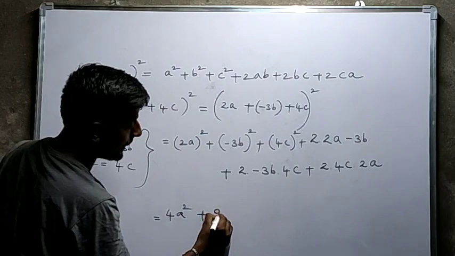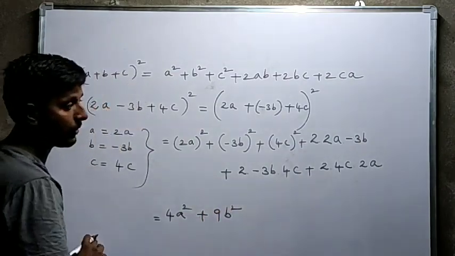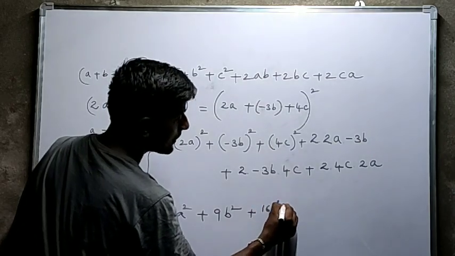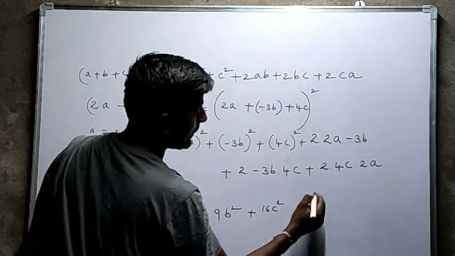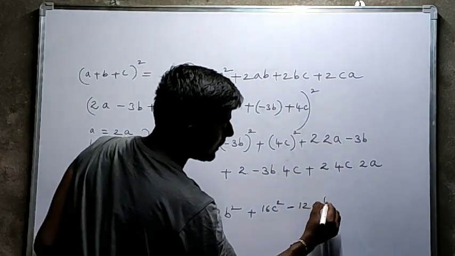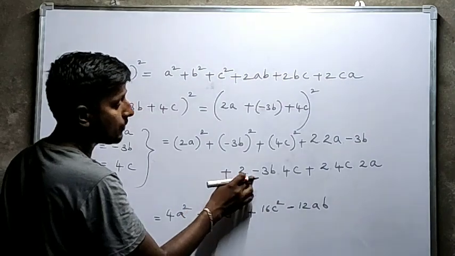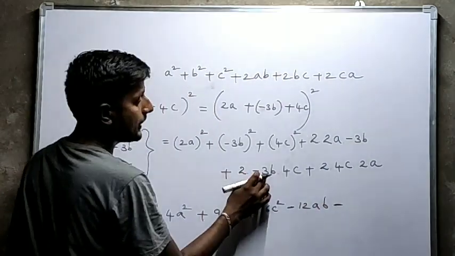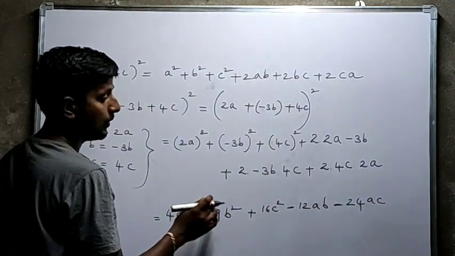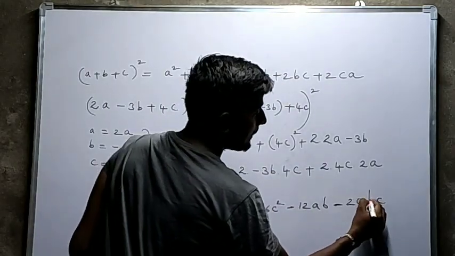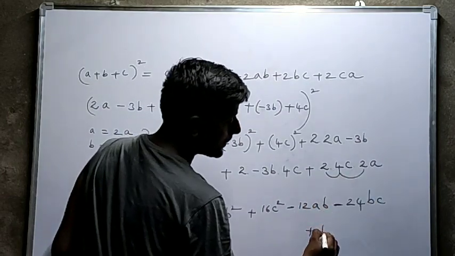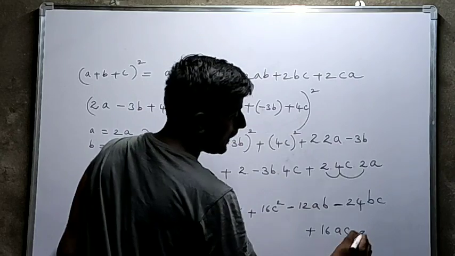3 3s are 9b square. Next, plus 4 4s are 16c square. Plus into minus, minus 2 2s are 4, 4 3s are 12, so minus 12AB. Next plus into minus, minus 2 3s are 6, 6 4s are 24, so minus 24BC. Next, last one, plus 2 4s are 8, 8 2s are 16, so 16CA.